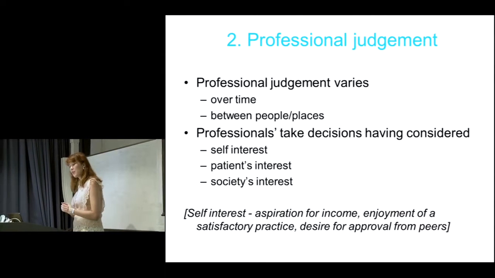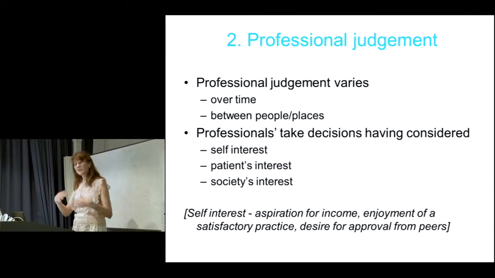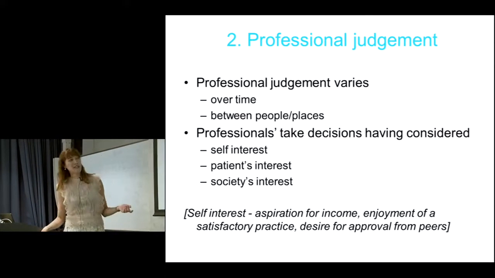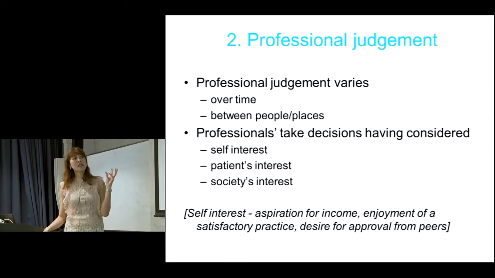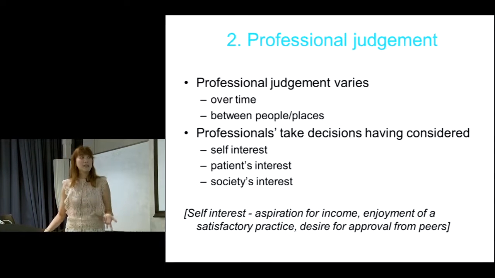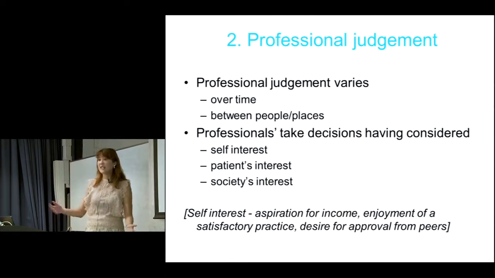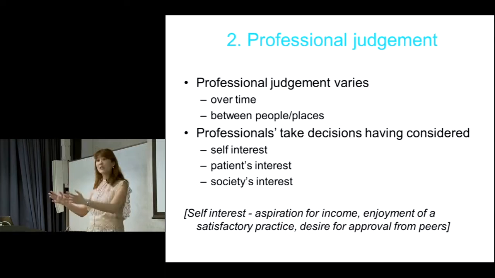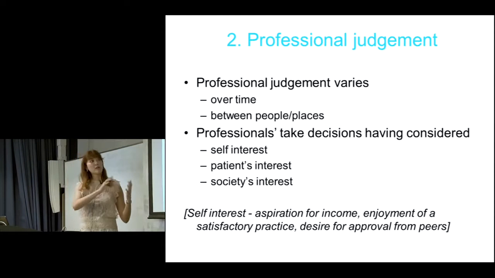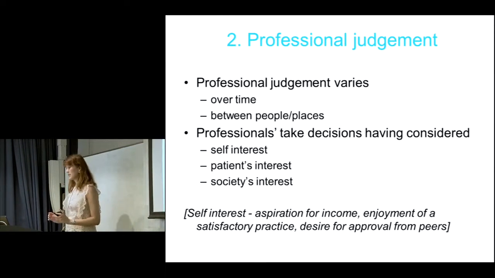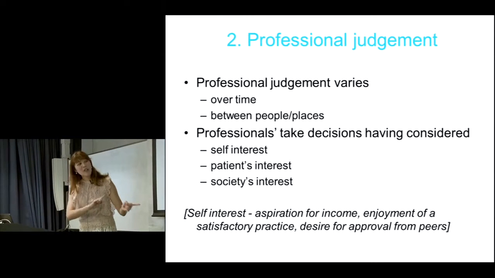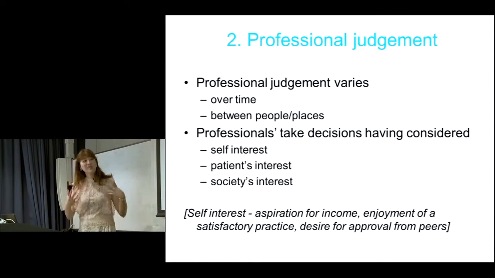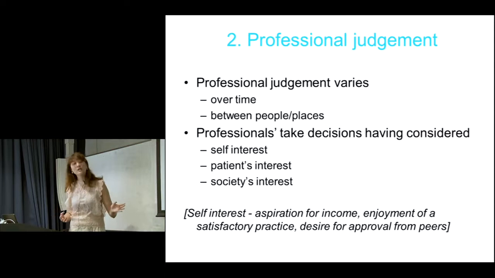Other things that we know professionals take into account to make decisions. We touched on this yesterday in our seminar. Professionals consider mainly three aspects: self-interest, patient's interest, and society's interest. As a clinician, not only if you're a doctor, but a pharmacist, nurse, all clinicians do that in the health setting. Self-interest includes aspiration for income, enjoyment of work, and desire for approval from peers. I think it's important to consider all three of those aspects.